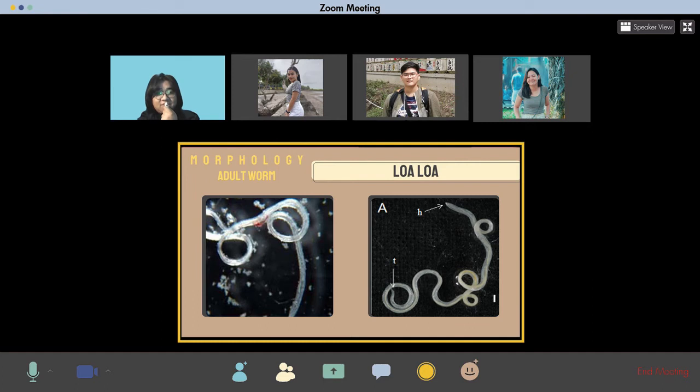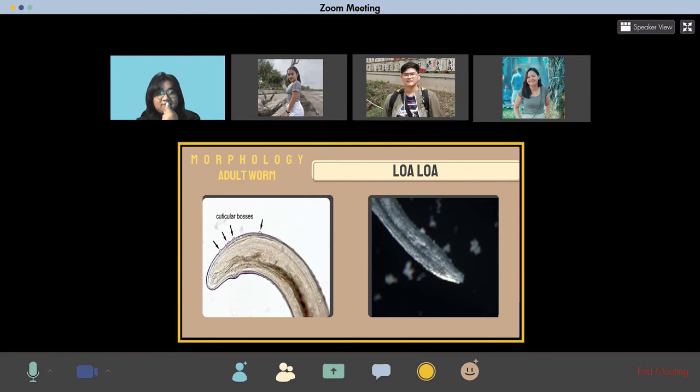In our first set of pictures, these are adult Loa loa which were just removed from the eye of a patient. In our second set of pictures, especially the one that shows the cuticular bosses, also known as knobs, they are observed here in this picture. Many nematodes have knobs scattered over the cuticle, which are thought to have a role in the attachment of the worm to the host intestinal wall. The second picture beside it is a close-up picture of an adult Loa loa.